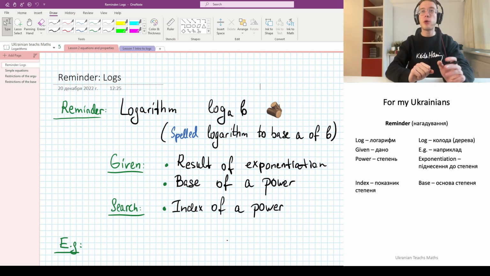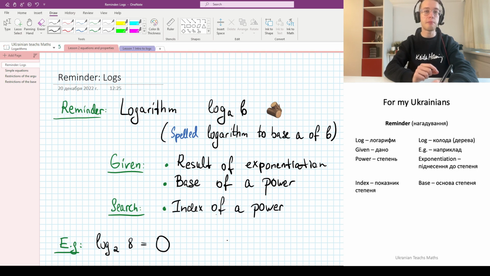So there we go. We have logarithms, log to base a of b. So what is the thing? The logarithm is a function that is looking for the index of a power, where we are given the result of exponentiation and the base of a power. So let's say I have log to base 2 of 8. So what is this thing looking for? We have to find the index of a power given 2 and given result 8.